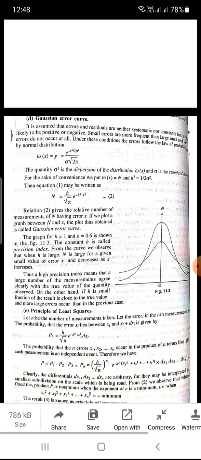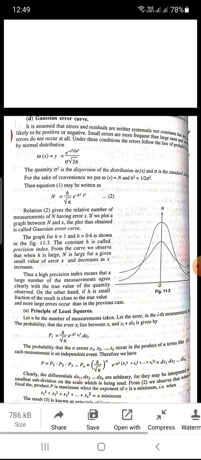Omega x is equal to y, which is equal to e raised to power minus x square upon 2 rho square, upon rho into under root 2 pi. Now here we have taken the quantity rho square as the dispersion of the distribution omega x, and rho is the standard deviation.